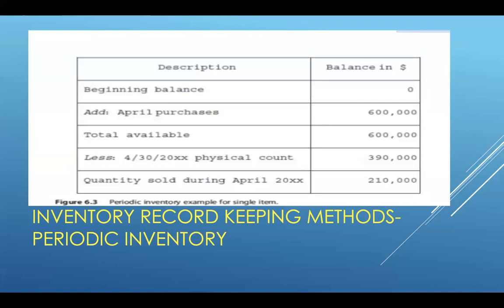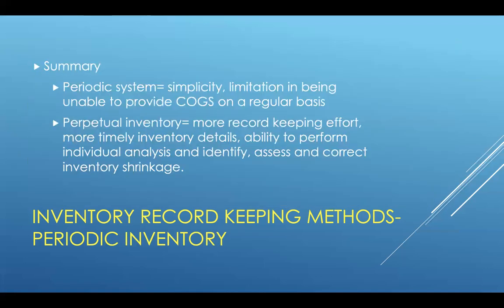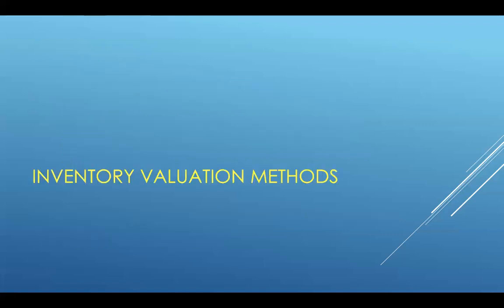And so this is just an example of doing a periodic inventory. So in summary, the periodic system equals simplicity, but its limitation is being able to provide cost of goods on a regular basis. Perpetual inventory is more real time and it has more detail, and you can do a better individual analysis. And this is what most pharmacies do today.